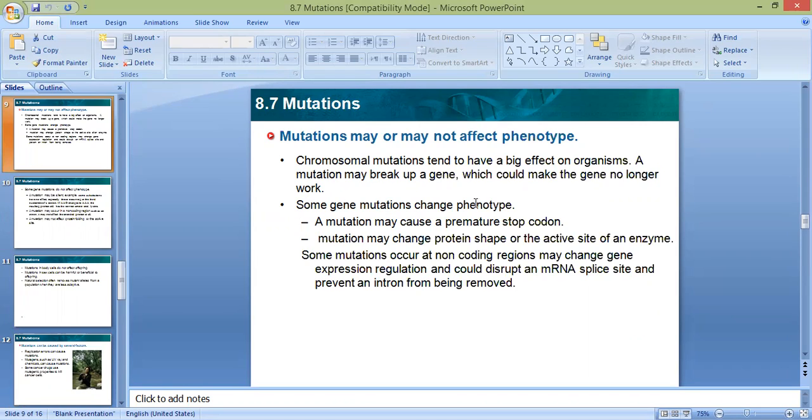Some gene mutations change phenotype, such as a mutation that causes a premature stop codon during the expression of the gene. A mutation may change protein shape, and if this protein is an enzyme, the enzyme will not function properly. And some mutations occur at non-coding regions. These non-coding regions have regulation for the expression, and this will change the gene expression regulation.